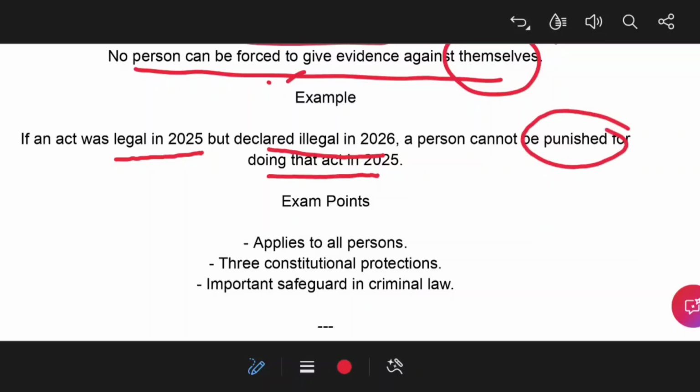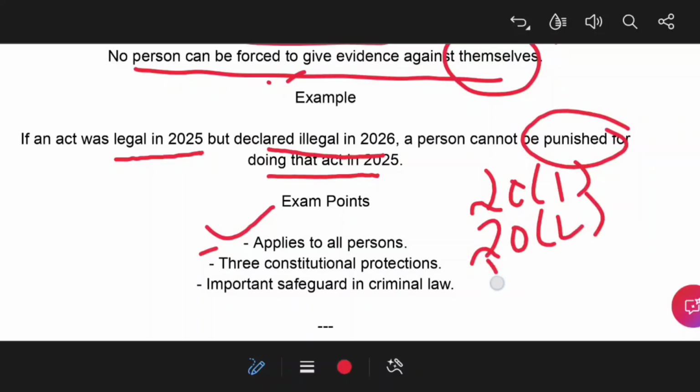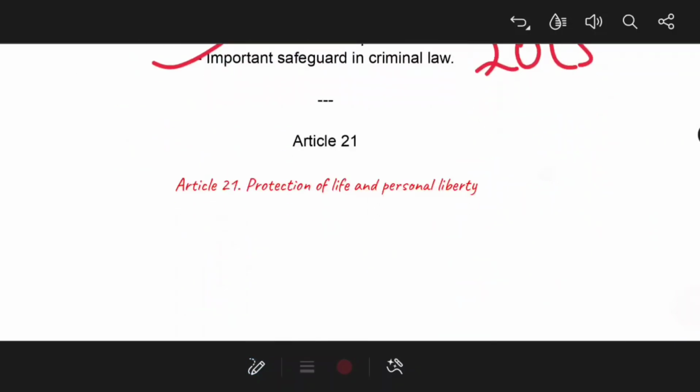If a person has done something in 2025, then he can't be punished according to the 2026 law. That is the simple meaning. It applies to all persons, whether citizen or foreigner. Three constitutional protections: Article 20, that means no ex post facto law; Article 22, no double jeopardy; and Article 23, no self incrimination, an important safeguard in criminal laws.